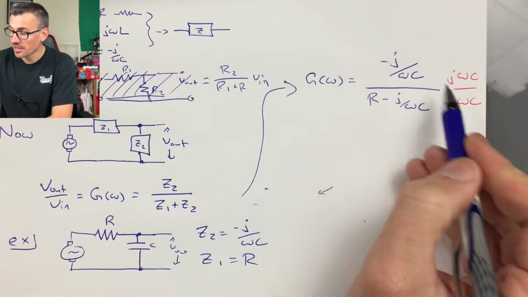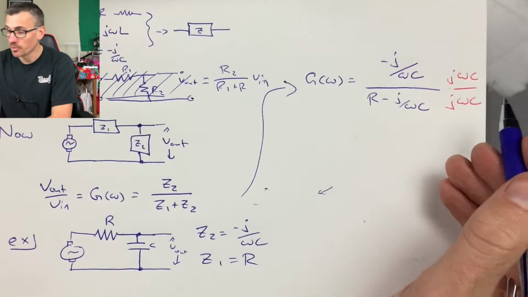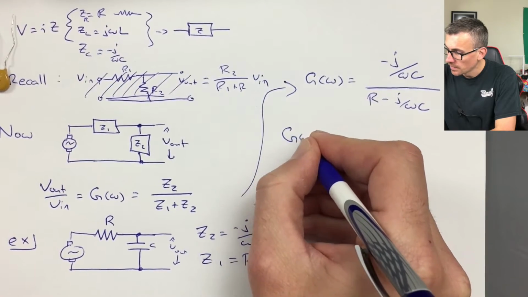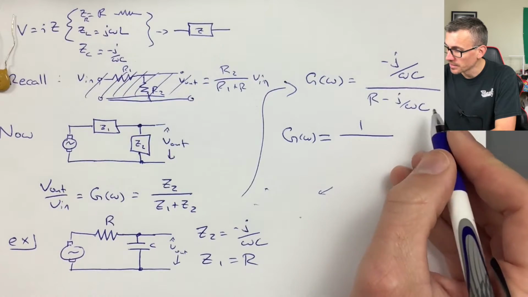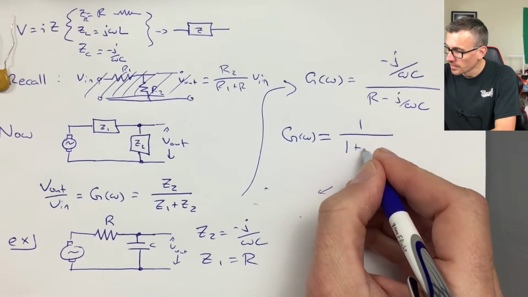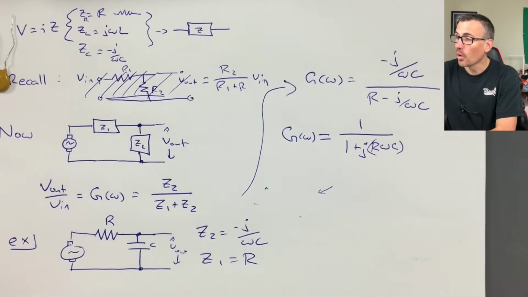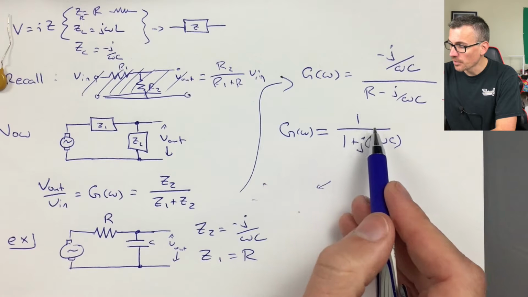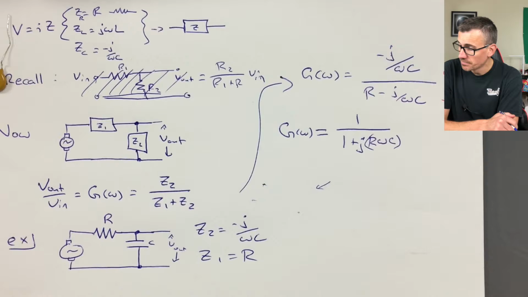And negative j times j, what's that? That's 1. 1 over omega C times omega C is also 1. So in the numerator, we're going to get 1. And on the denominator, we get the 1 again, plus, I'll just flip them around the way it's normally written, j R omega C. So we have this quantity R omega C in the denominator. So we have the gain, the V out over V in is equal to 1 over 1 plus j R omega C. Okay, that's it.